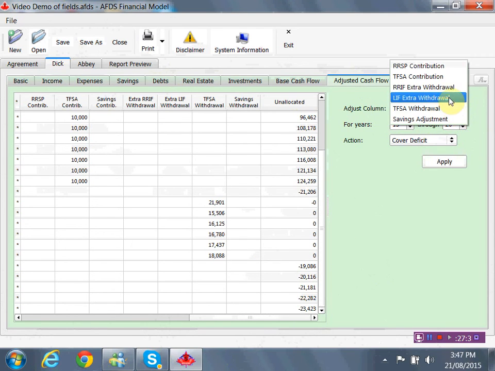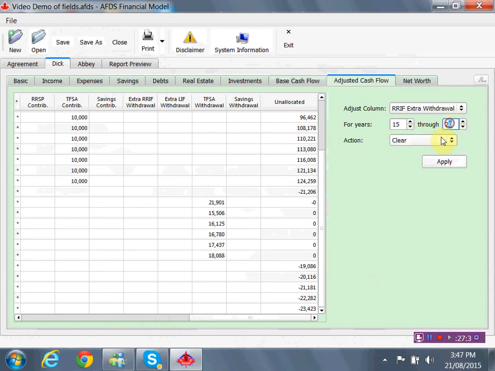You could also go and do the extra RIF, and we'll just increase our years there to be on the safe side. And there we go. So we were able to bring him back to 0.